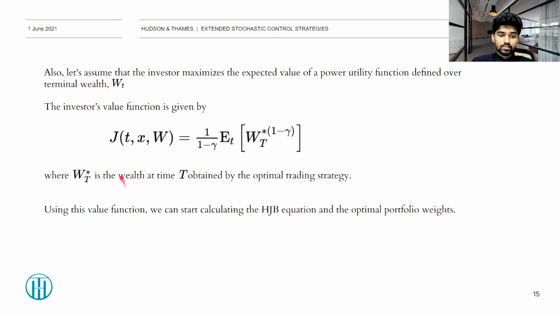The investor value function is given by this particular equation. Using this value function and stochastic control theory, we can calculate the HJB equation. The HJB equation can be shown in the form of a PDE, and that PDE can be further solved analytically to form the optimal portfolio weights. Here I have skipped some of the derivation showing how we can calculate the HJB equation and the PDE, as that is not the focus of this presentation. That was intentionally skipped, but interested viewers can go through the paper, which goes through this derivation.